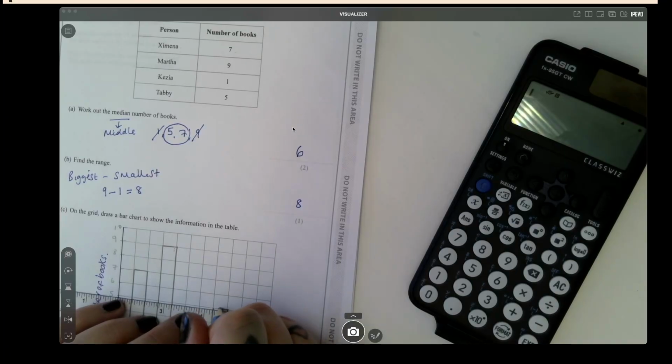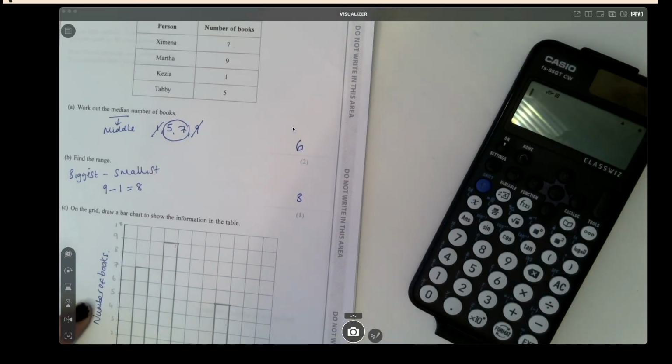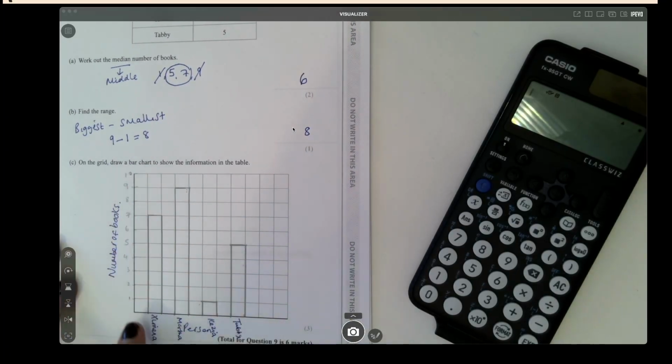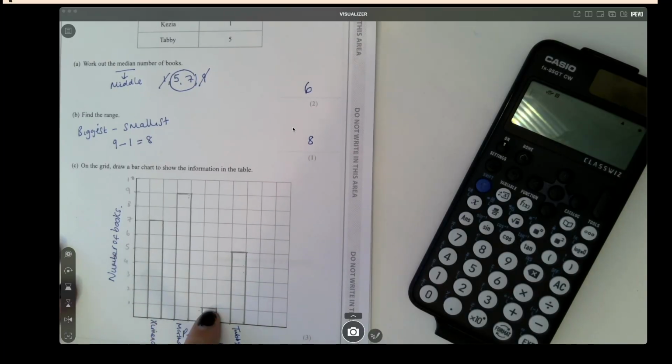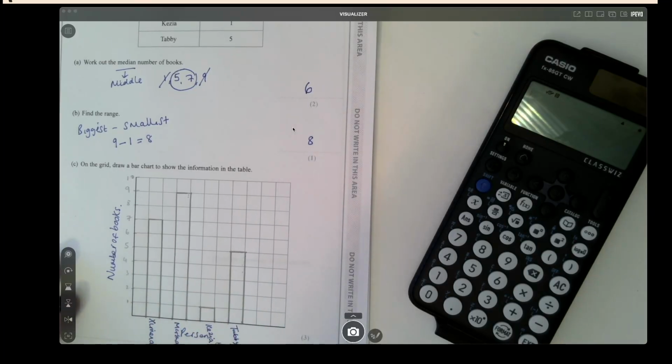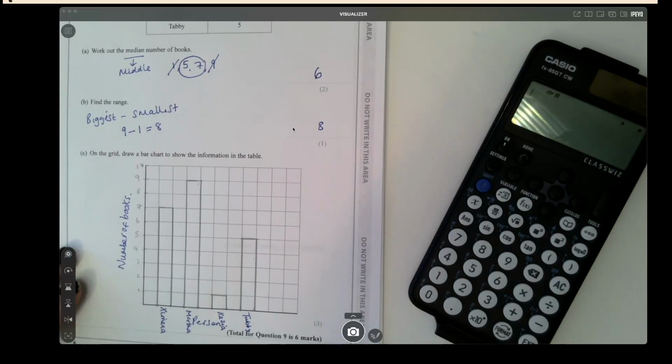What's important with your bar charts is you have your axes labelled, you have your scale, and then you've got obviously this criteria at the bottom here. Your bars are equal width, and if they have spaces between them, they have equally spaced out spaces.